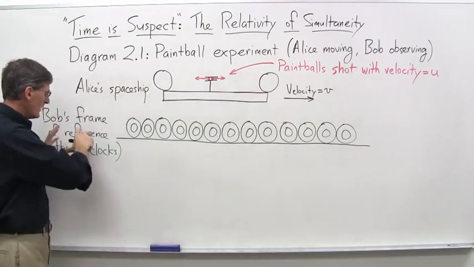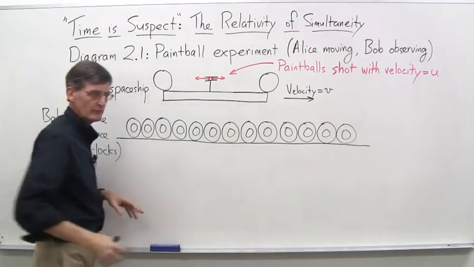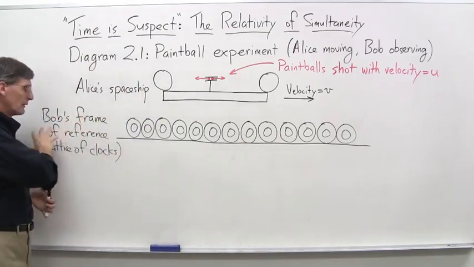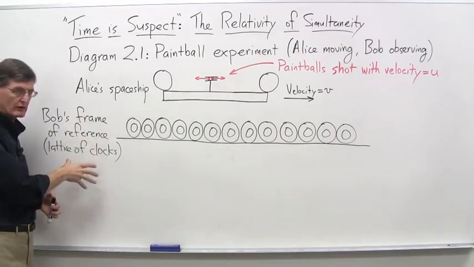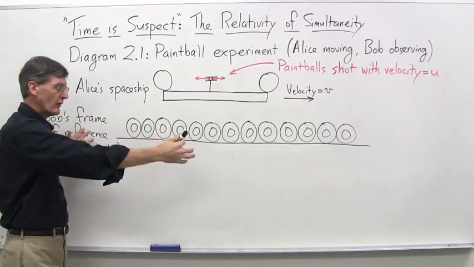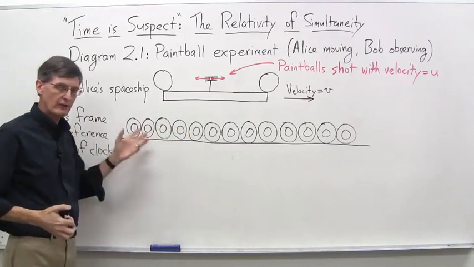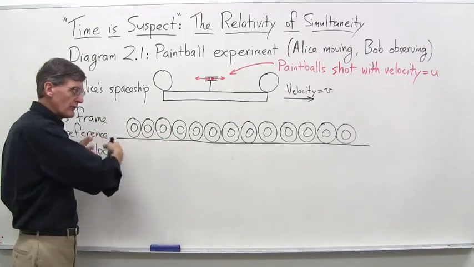Bob, we've replaced his spaceship. Really, we could imagine his spaceship is still here stationary, but we've replaced it with a representation of his frame of reference, in other words, his lattice of clocks. Whether the spaceship is there or not, this is where we get the payoff for the emphasis we had before about events and observers. They do it with a lattice of clocks.